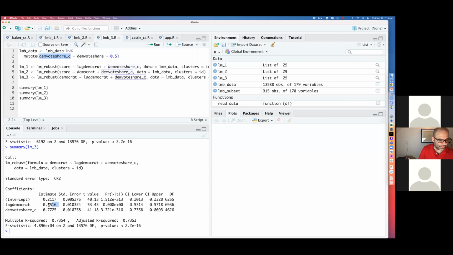Here is the coefficient of interest, lag Democratic vote share. This is the running variable. This is basically the slope of the running variable. This 0.7725 just means that on average scores are rising 0.7725 liberal vote points for every 1 point change in the Democratic vote share. It doesn't have a causal interpretation. This one has a causal interpretation under smoothness.